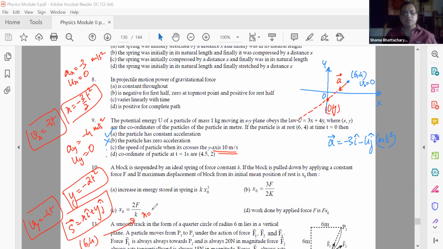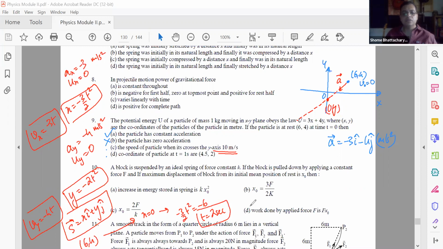So for x equal to 0, what is the x component of displacement? That should be minus 6. So the time should become 2 seconds. So it crosses when the time is 2 seconds.